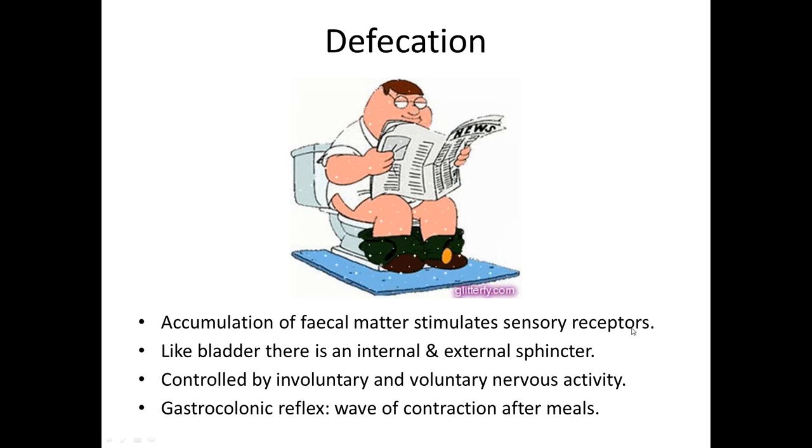So the process of defecation is the last of the six processes of digestion. It's a reflex reaction. The first part is that the accumulation of fecal matter stimulates sensory receptors. And just like in your bladder, in the rectum and anus there are two sphincters, an internal and an external sphincter, and they're controlled by both involuntary and voluntary nervous activity. The first part of defecation is the stimulation of the opening of the inner sphincter, and this is involuntary.